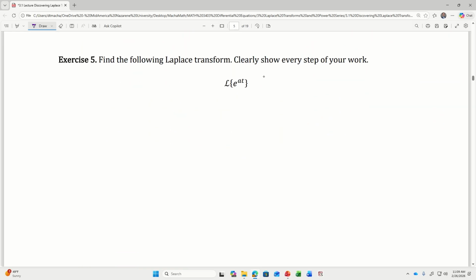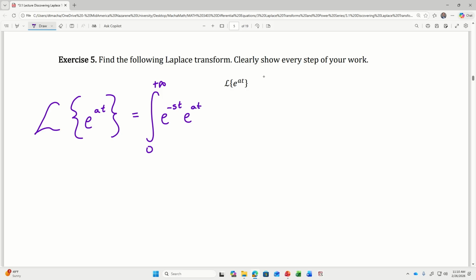Okay, find the following Laplace transform. So the Laplace transform of e to the at will be the integral from 0 to infinity of e to the negative st times e to the at dt, by definition. Well, so then, how do I combine these two exponential functions?